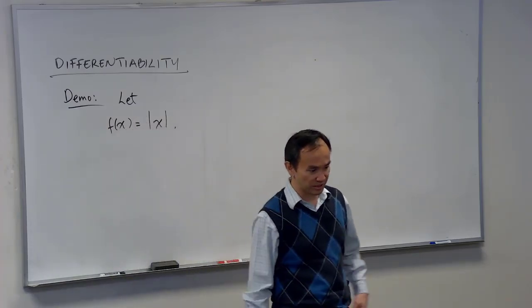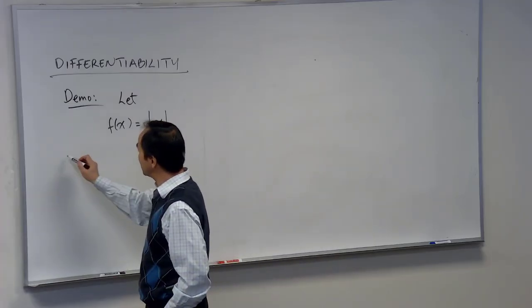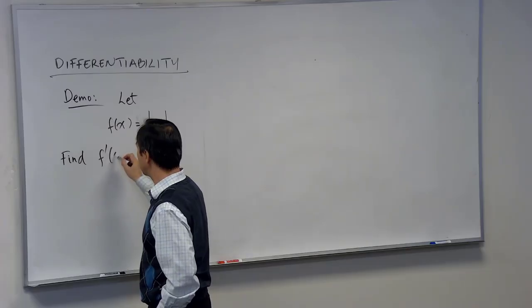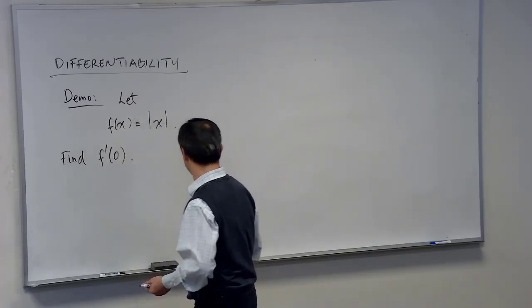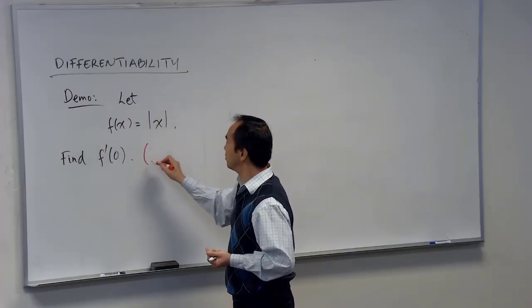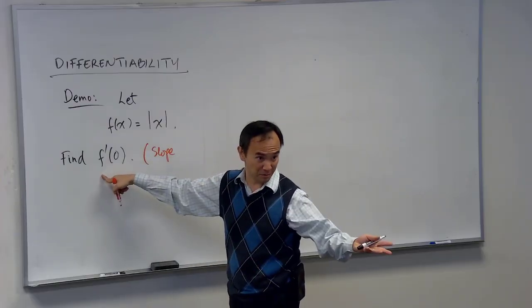And you guys go ahead and spend some time writing it down. What we want to do with this function is find the derivative of this function at 0. And really speaking, it means we want to find the slope of the tangent line. Right? That's the meaning of derivative.